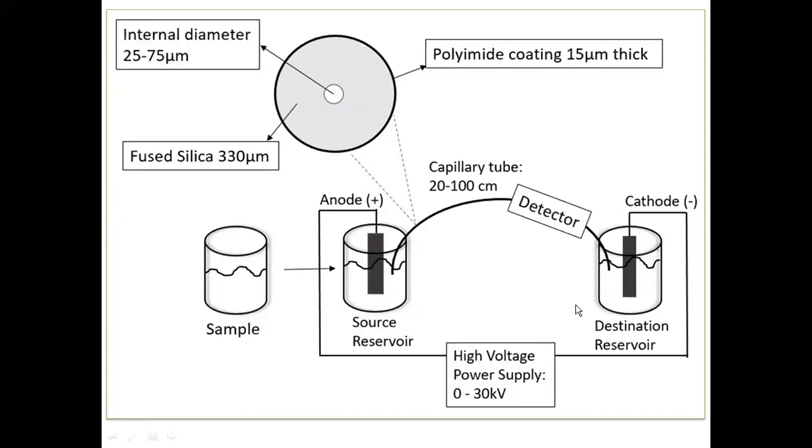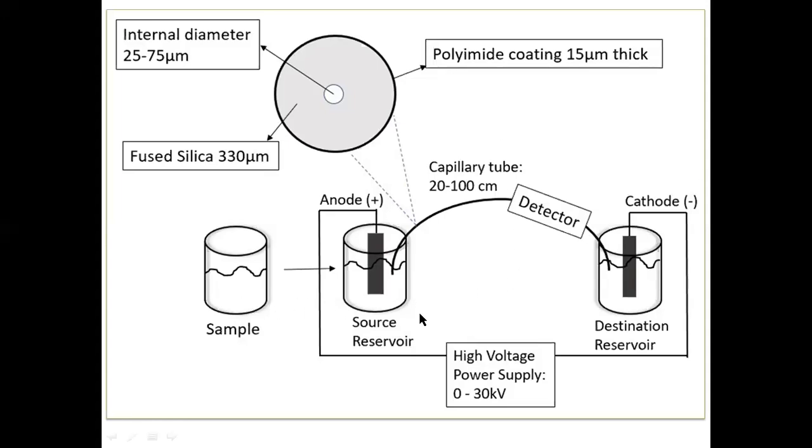So two reservoirs are required. One will be the source reservoir and the second one will be the destination reservoir. The source reservoir is connected with the sample reservoir, and the sample reservoir is in direct contact with the anode, but the anode is not immersed into the sample reservoir. Under special cases, the anode can be directly immersed into the sample reservoir, provided the sample is soluble in the buffer that you are going to employ in order to perform the separation process.